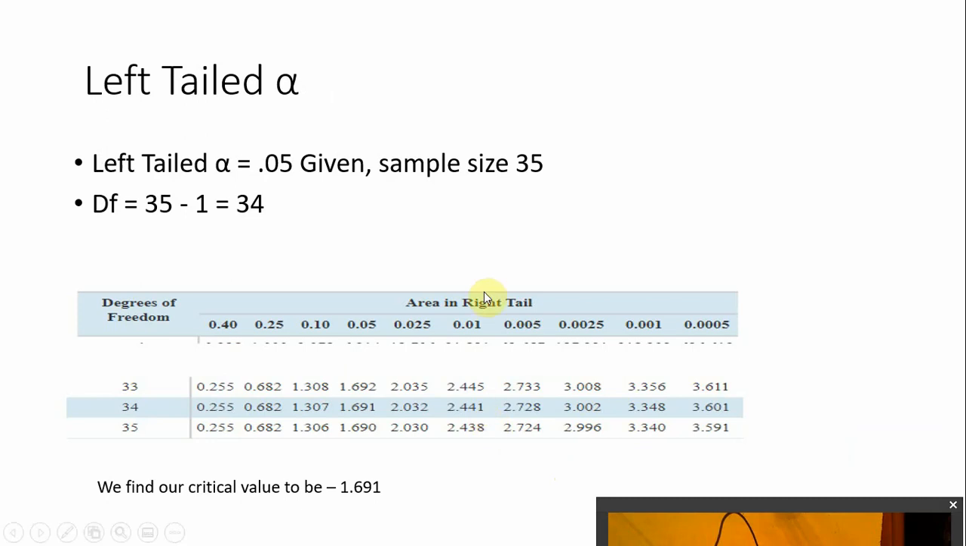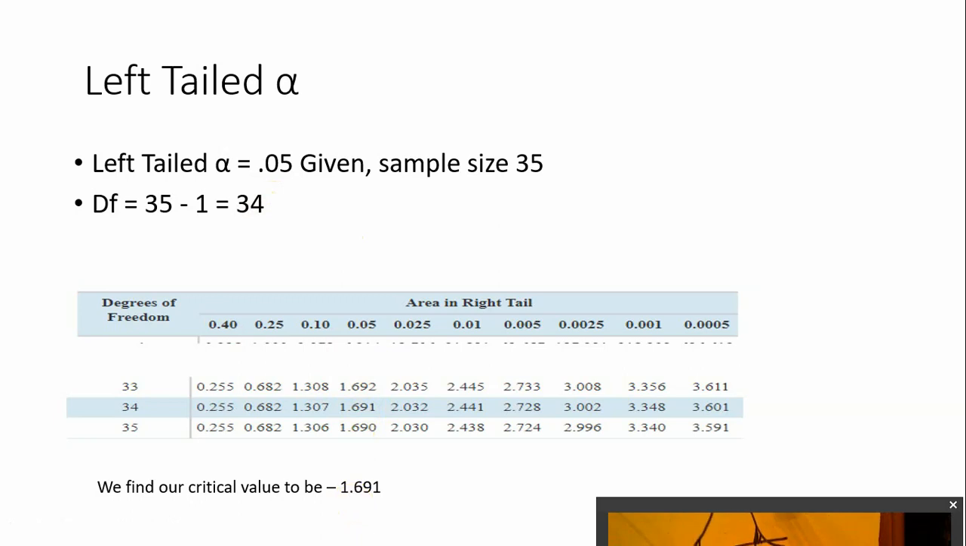So here's a left-tailed alpha. I'm given alpha is 0.05, sample size is 34. So I'm going to go here and find the degrees of freedom, 34. Alpha 0.05. Notice that this is in the right tail, but this is symmetric, so it's going to be the very same value, except it's going to be positive here. So if I go down 34, alpha 0.05, it'll be 1.691 if that was to the right. It's going to be symmetric, so this is just negative 1.691.